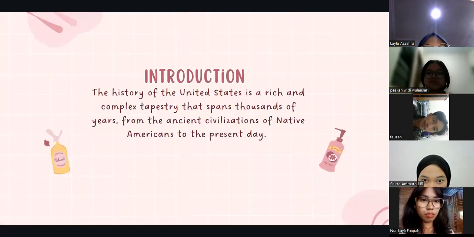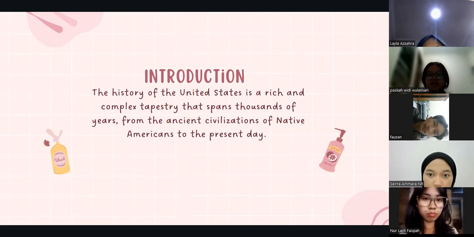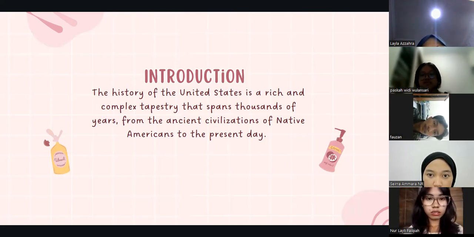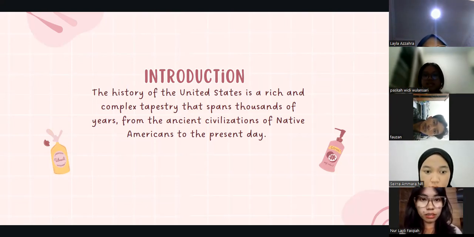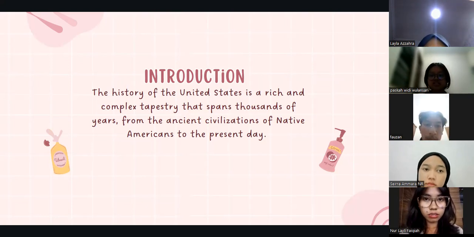Okay, so we will begin with the introduction. The history of the United States is a long and fascinating story that goes back thousands of years. Long before Europeans arrived, the land was home to many Native American cultures. These groups, like the Iroquois in the Northeast, the Sioux in the Great Plains, and the Puebloans in the Southwest, had rich and complex societies with their own traditions, governments, and ways of life.